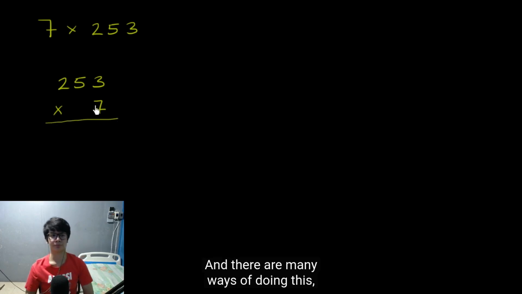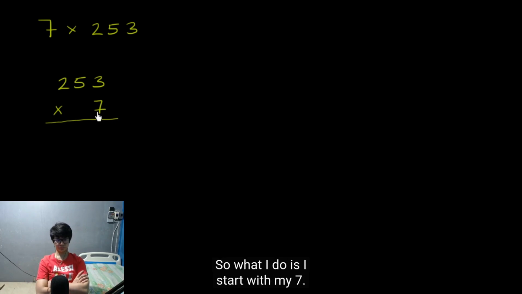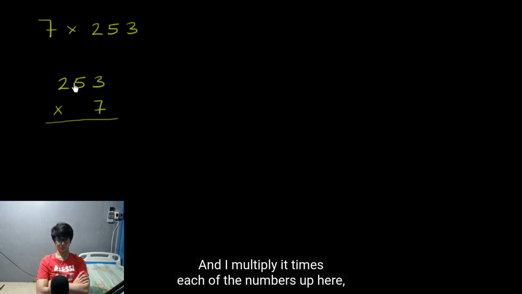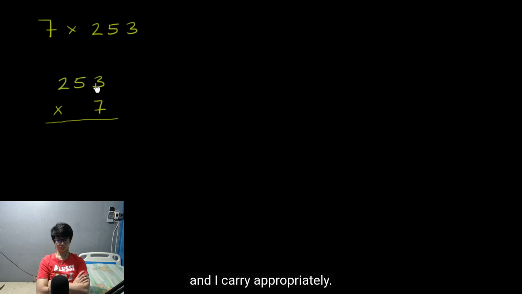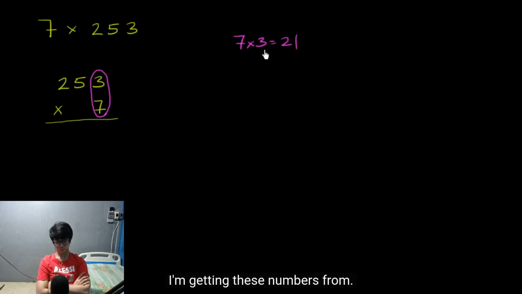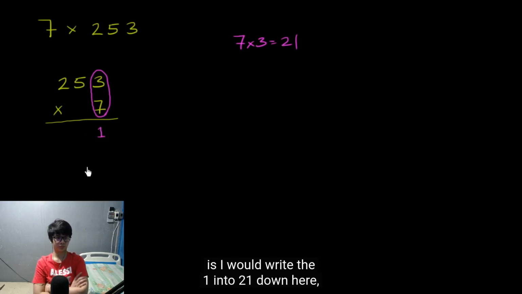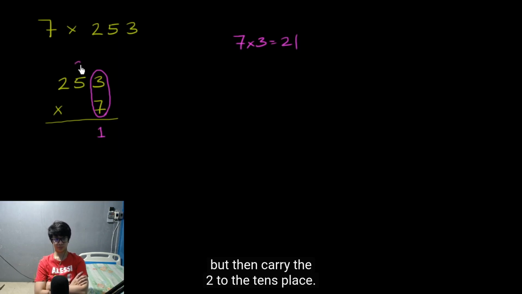There are many ways of doing this, but this you could call the standard way. So what I do is I start with my 7, and I multiply it times each of the numbers up here, and I carry appropriately. So first I start with 7 times 3. Well, 7 times 3, we know, is 21. Let me write that down. You could do this part in your head, but I just want to make it clear where I'm getting these numbers from. What I would do in the standard method is write the 1 in 21 down here, but then carry the 2 to the tens place.